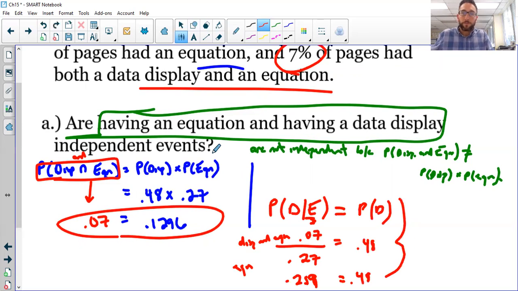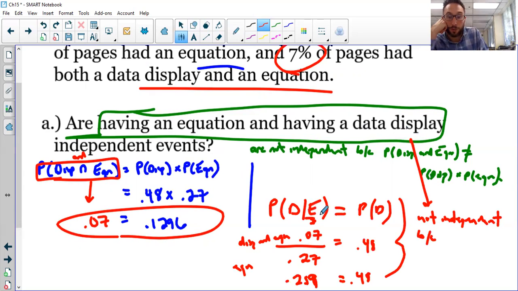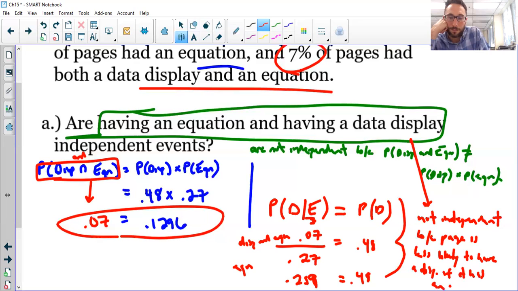So here we could say having an equation and a data display are not independent, because, don't write that sloppy on the AP exam, what this shows us is a page is less likely to have a display if it has an equation, right? That's what this is showing us over here on the left.